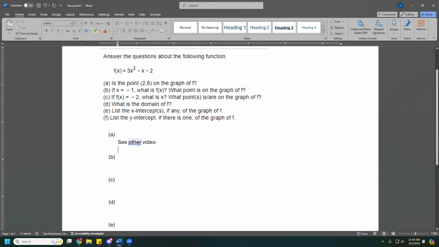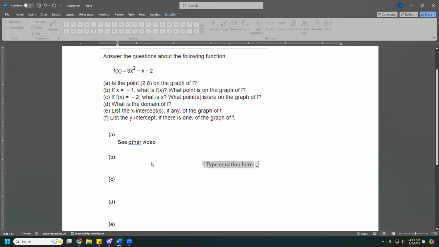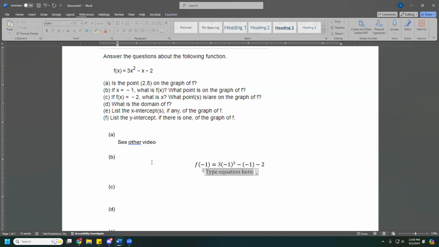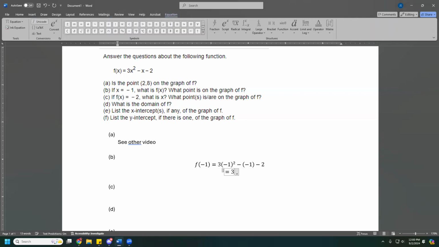Part B is asking you to replace x by -1. So every time I see an x, I'm going to replace it by -1. So instead of 3x squared, it's going to be 3 times -1 squared. Instead of minus x, it's going to be minus -1, and then minus 2. So just watch your negatives when you simplify this.